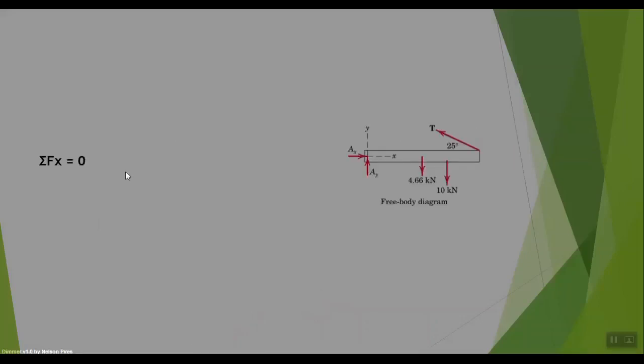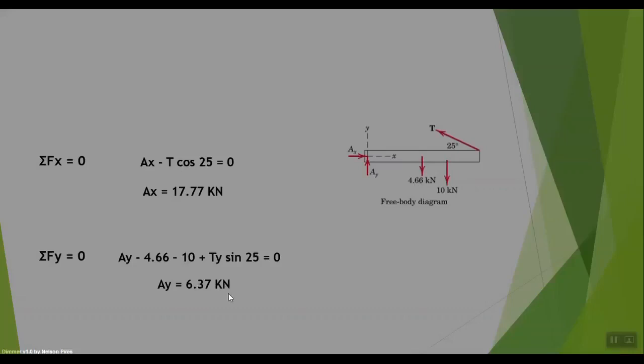Now we will write sigma of x equals 0. We have AX minus T cosine 25. The AX is equal to 17.77 kilonewton. Then we will write sigma of y equals 0, and we have AY minus 4.66 minus 10 kilonewton plus TY, because the T is in the up direction of the y-axis, T sine 25 equals 0. We define the AY. Now we can define the magnitude. The magnitude is the square root of AX squared plus AY squared. We have here the magnitude 18.88 kilonewton.